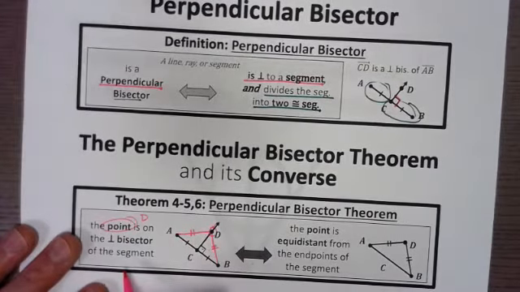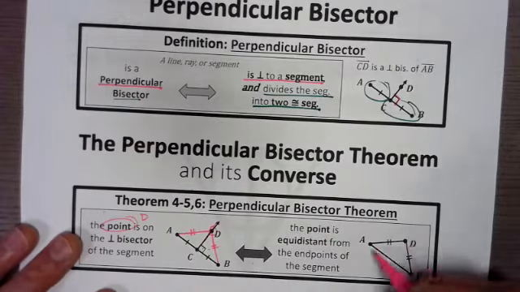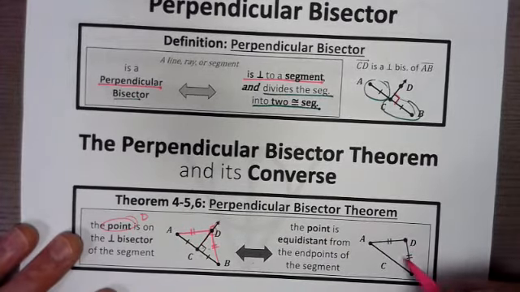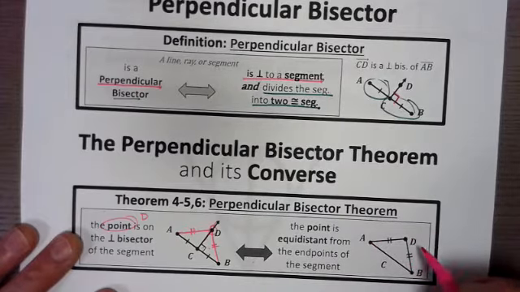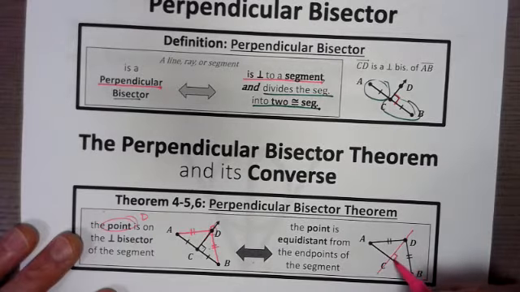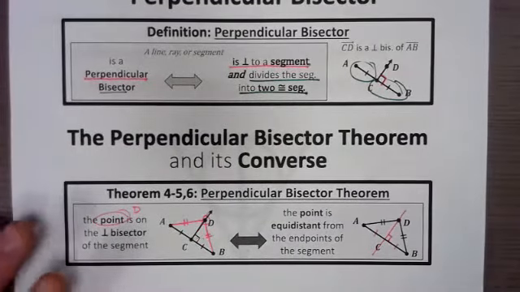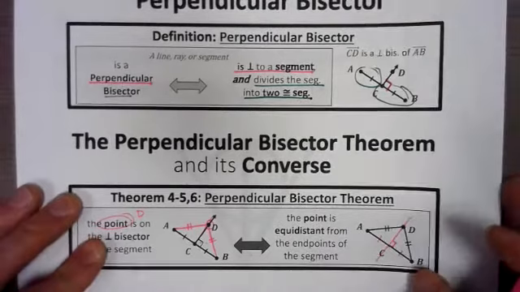It also goes the other way, right? If the point here is equidistant from B and A, then we know that this is a perpendicular bisector. So if this was the situation that we started with and we had basically an isosceles triangle, then we would know that whatever comes through right here is both going to be perpendicular and it's going to split AB in half. So it goes both ways, the perpendicular bisector theorem does.